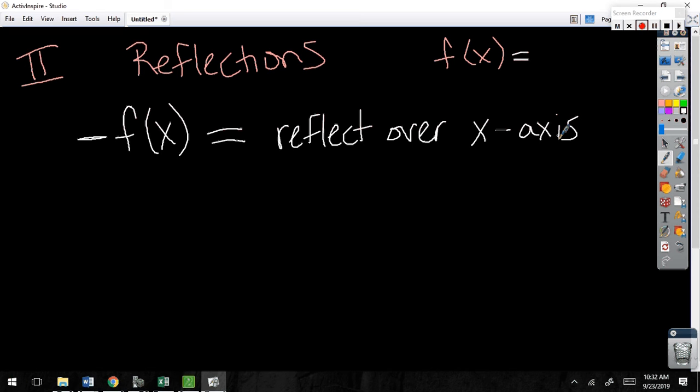Remember reflections from geometry? So guess what you think happens if I only negate the x's over the y-axis?